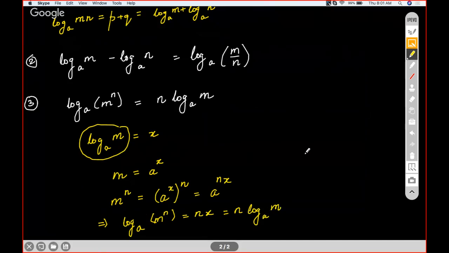Again, these two properties are useful in calculations. If you have to raise a number to a power, then property number 3 will be useful, and if you have to divide two numbers, then property number 2 will be useful.